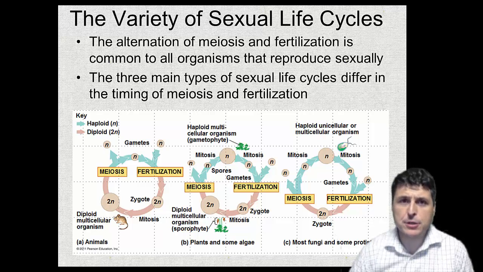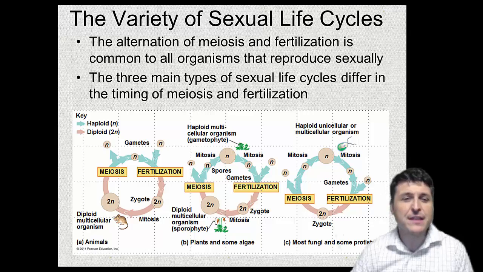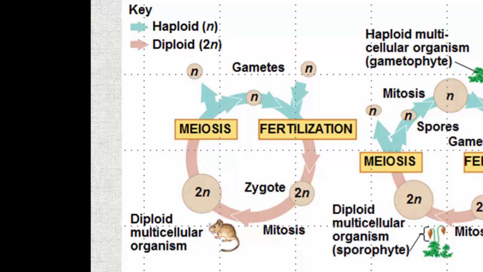Now, the alternation between meiosis and fertilization is common to all organisms that reproduce sexually. But there are actually three different types of sexual life cycles that we'll see that differ in the timing of meiosis and fertilization. For example, if we look at animals, the typical animal is diploid from the time that it's formed with a zygote all the way throughout its adult life. The only cells in an animal that happen to be haploid are sperm and egg that are produced by meiosis.